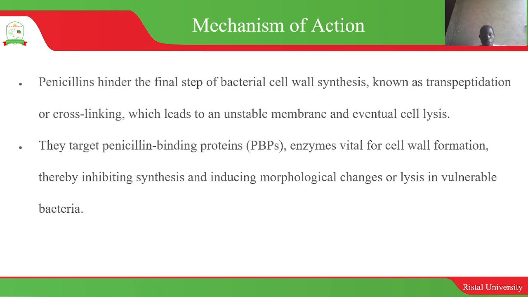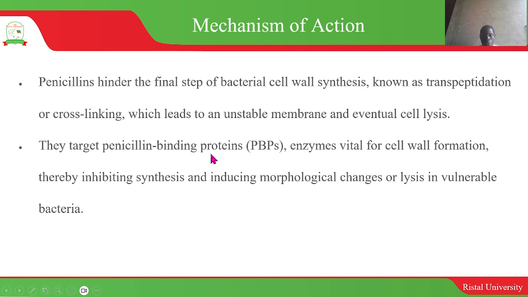Mechanism of action: penicillins hinder the final step of bacterial cell wall synthesis known as transpeptidation, or cross-linkage, which leads to an unstable membrane and eventual cell lysis. So this is the mechanism of action of the penicillin. What do they do? They act on the cell wall of the bacteria, okay, through a process called transpeptidation, or we call it cross-linkage. After this cross-linkage, it leads to an unstable membrane in the cell wall, and eventually the cell dies by lysis. It breaks down the cell wall. Sometimes we call them cell wall inhibitors.